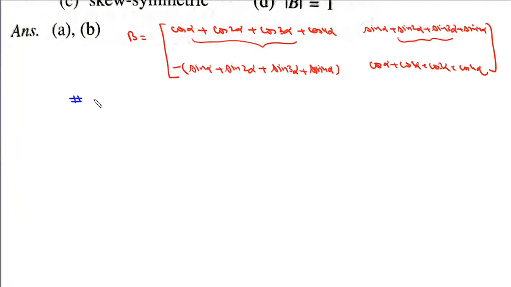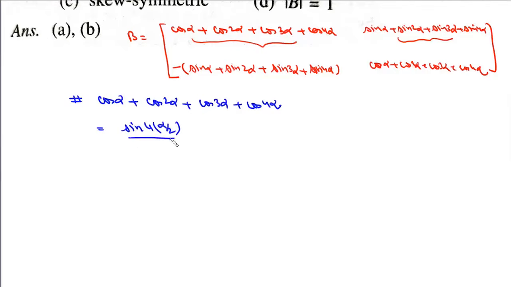Now if we look at this first one, which is cos alpha plus cos 2 alpha plus cos 3 alpha plus cos 4 alpha, the angles are in AP, and we know the sum of a cosine series when angles are in AP is sine of n beta by 2 upon sine beta by 2, into cos of A plus n minus 1 into beta by 2. Now n in this case is 4 and beta is alpha. So it will be sine of 4 into alpha by 2 upon sine alpha by 2, into cos of alpha plus 3 into alpha by 2.